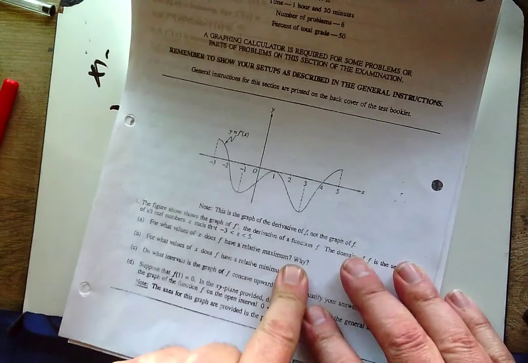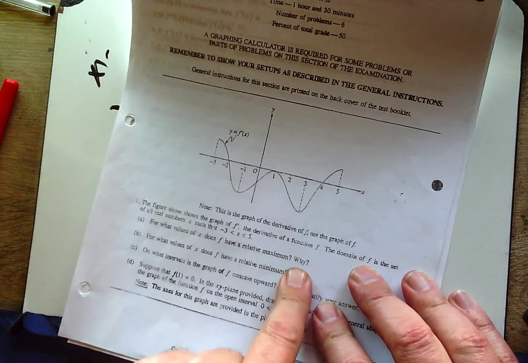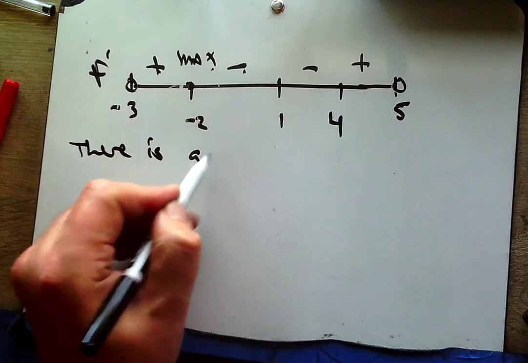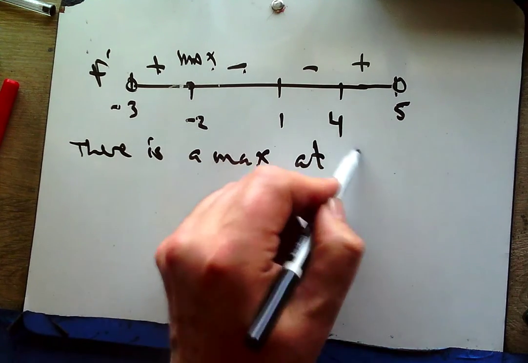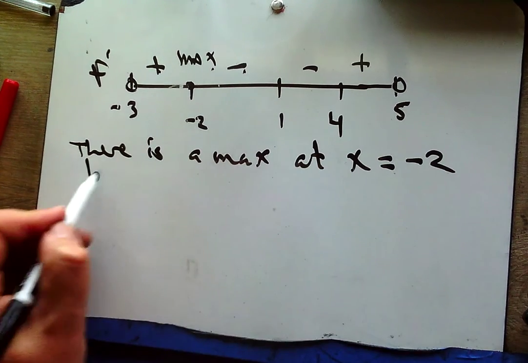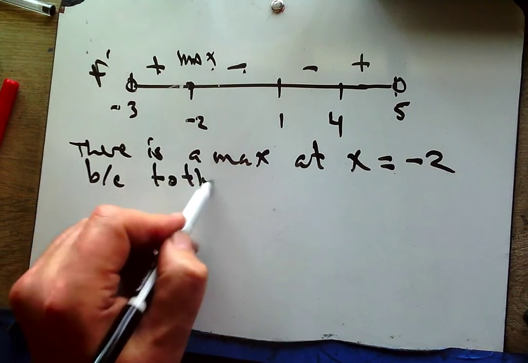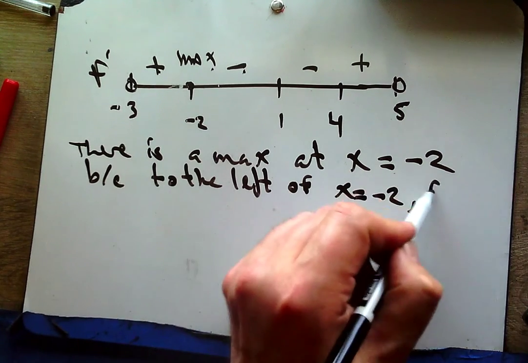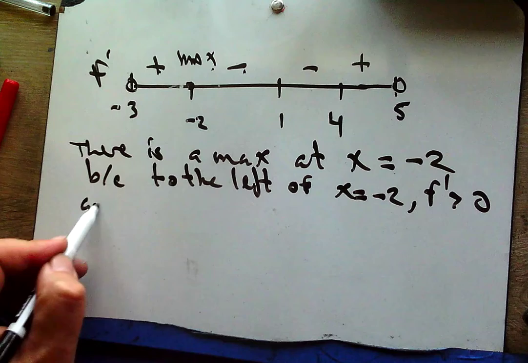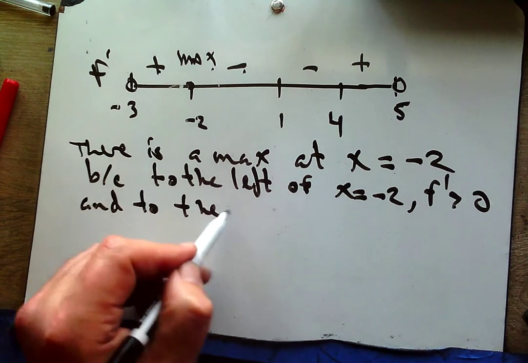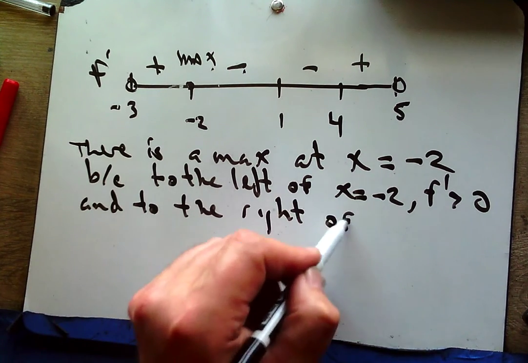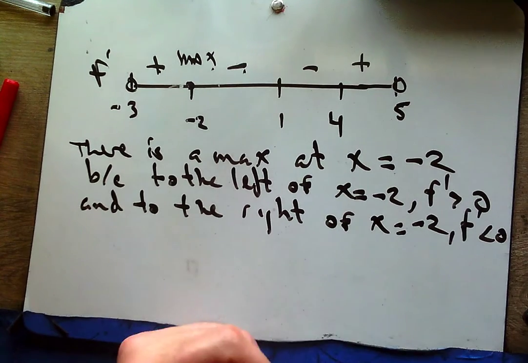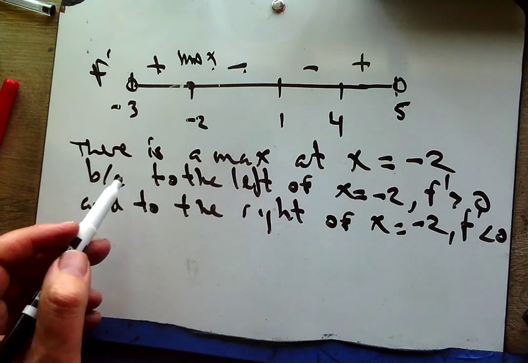Look, see the word? The word is why. Why is our justification sentence. There is a max at x equals -2 because to the left of x equals -2, f prime is greater than 0, and to the right of x equals -2, f prime is less than 0. And there we've got our max and our justification.